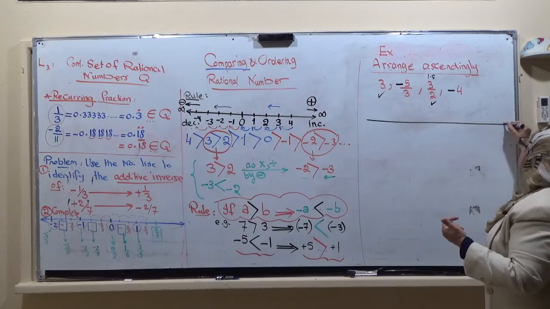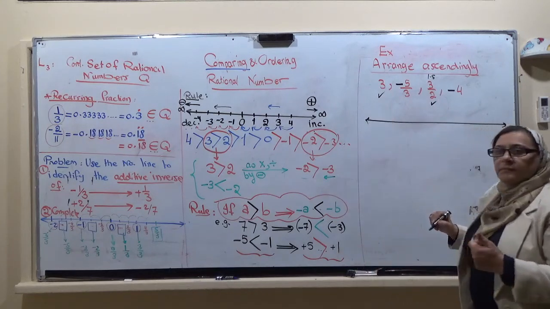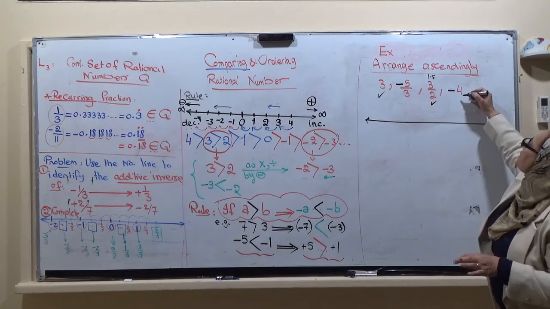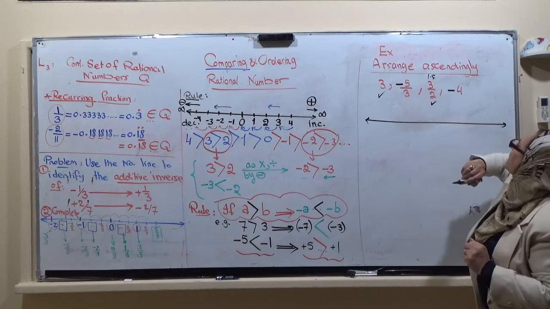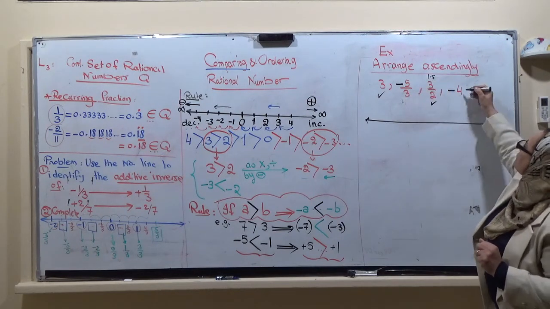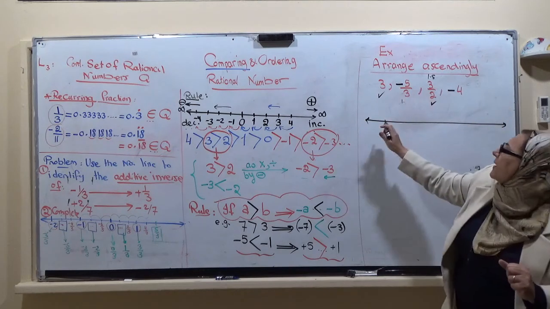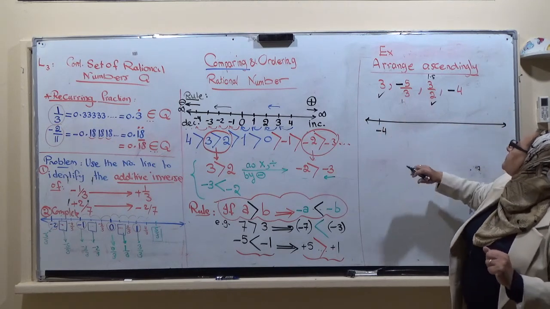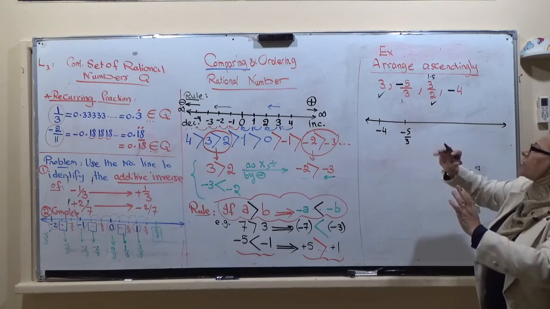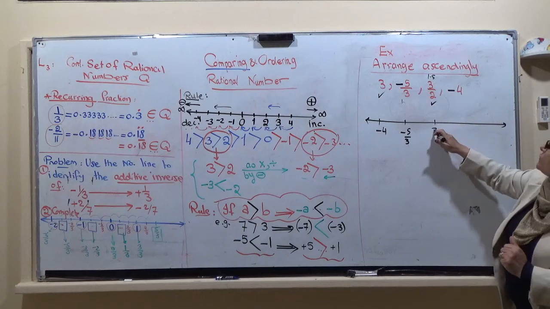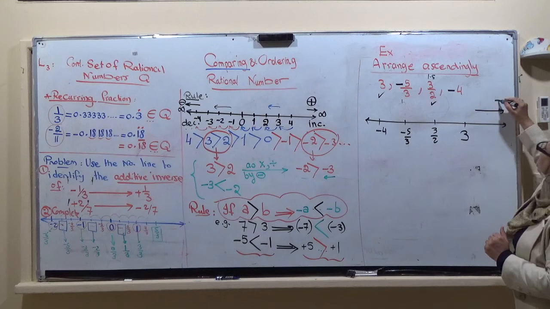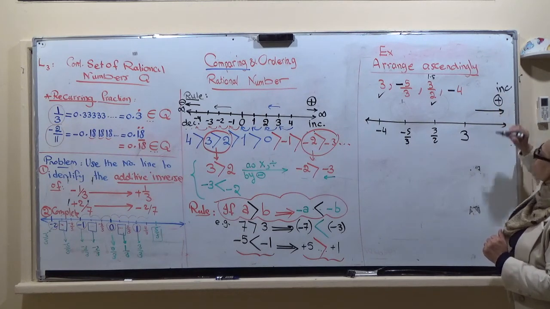So this is the straight line. Where is the lowest number, the smallest number? This is -4. This is -5/3. Of course -4 is smaller than -5/3 because -4 is more back. So -4 is here. Then a little back here, -5/3. Then 3/2. The last one, the biggest, is 3, because this is the increasing direction.